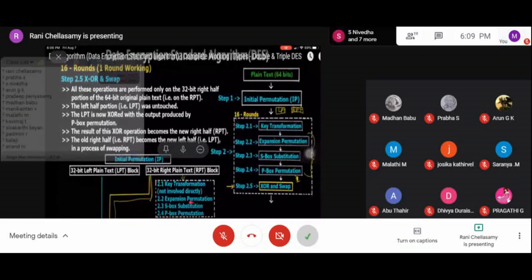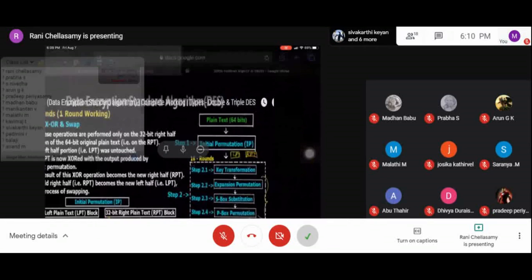As a result of this XOR operation, upon XORing with the 32-bit left LPT block, the resultant will be taken as the new 32-bit RPT. See here, the result of the XOR operation becomes the new RPT, and the old RPT becomes the new LPT. This is called swapping. So at this step 2.5, you have swapped these two, and you have also performed the XOR operation.